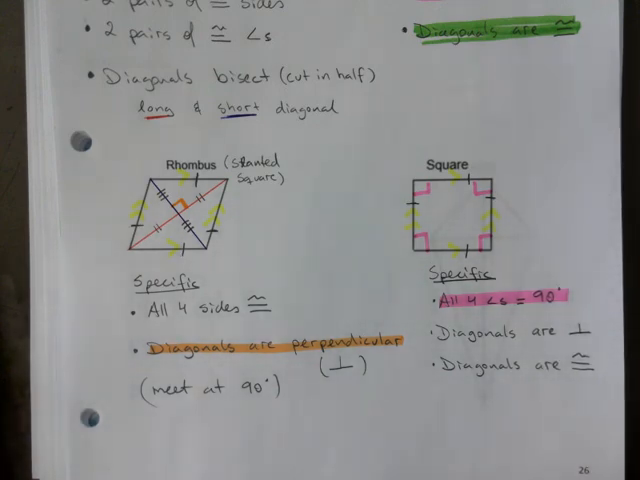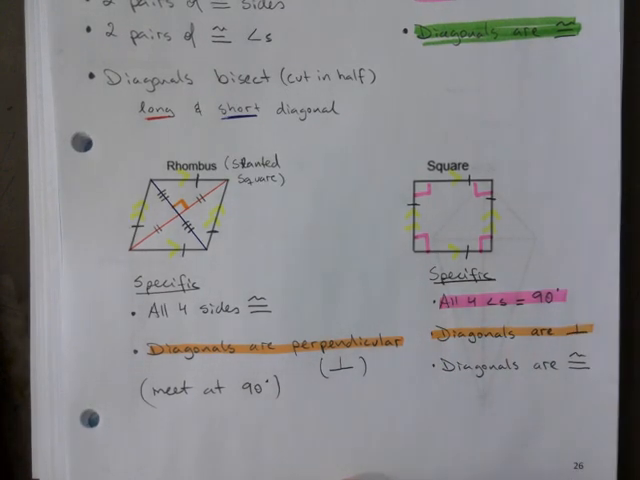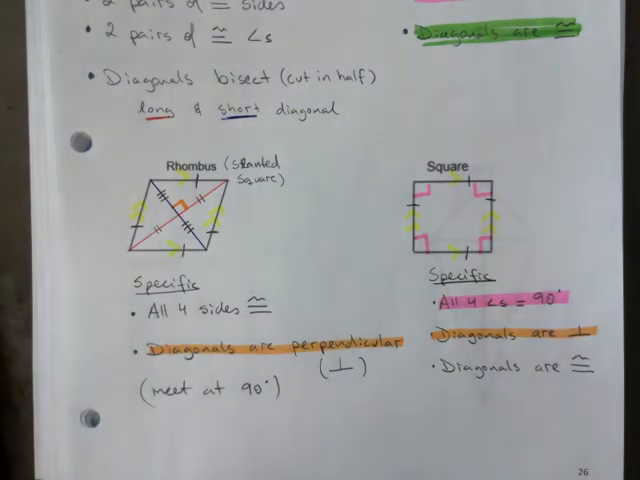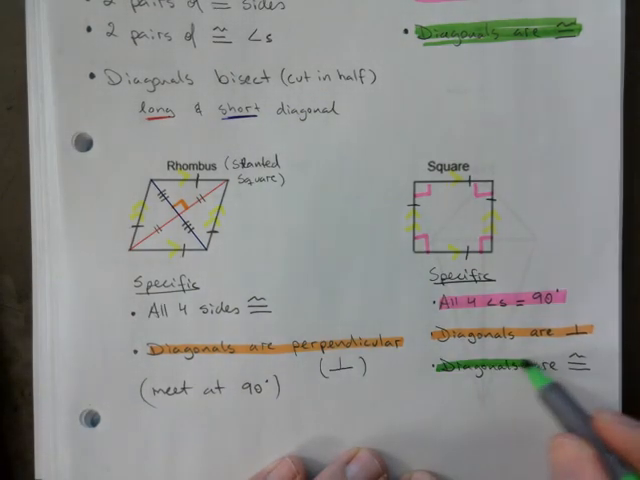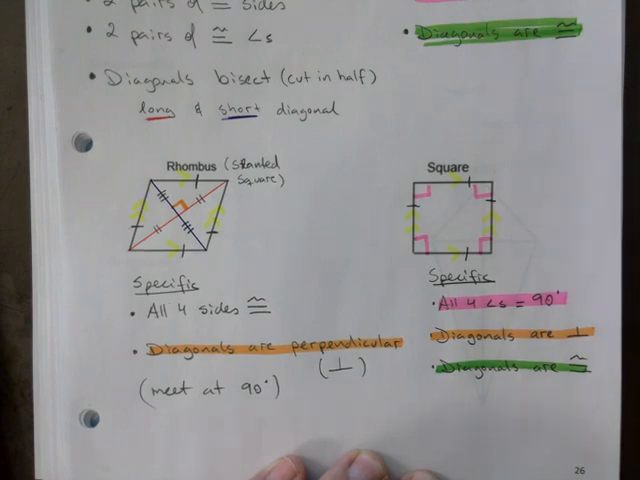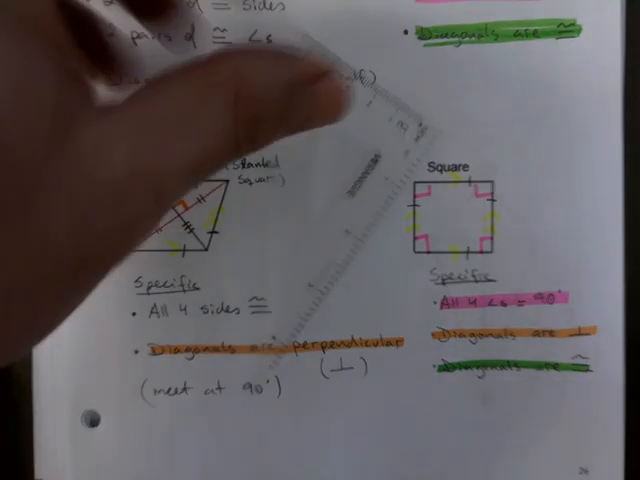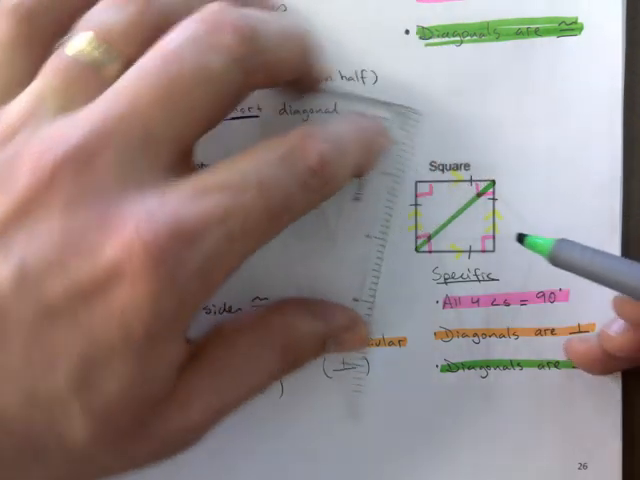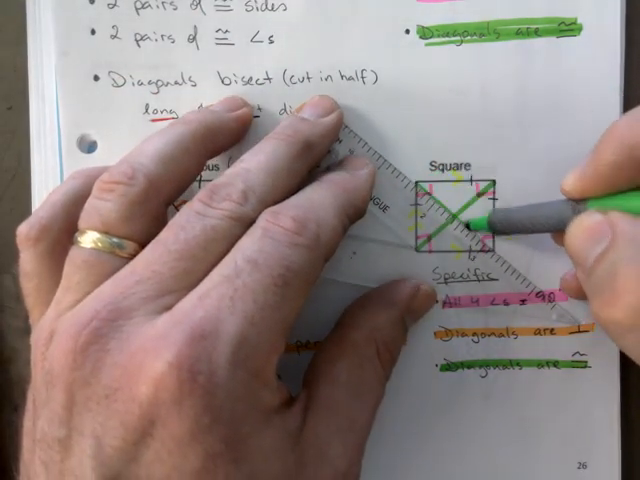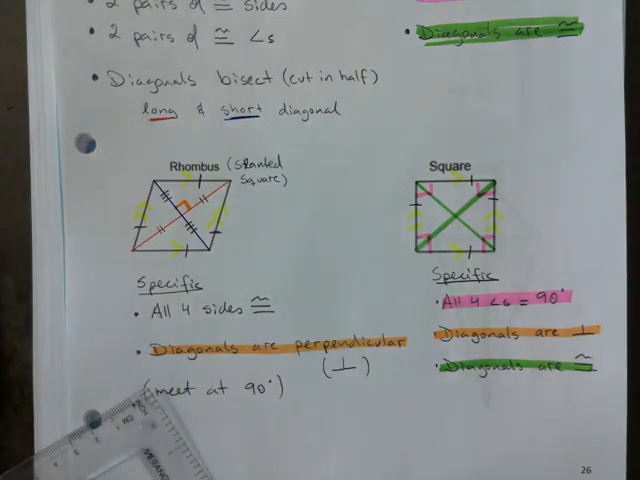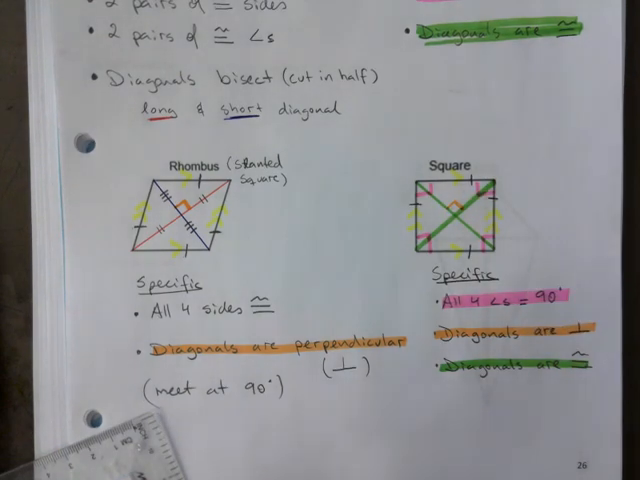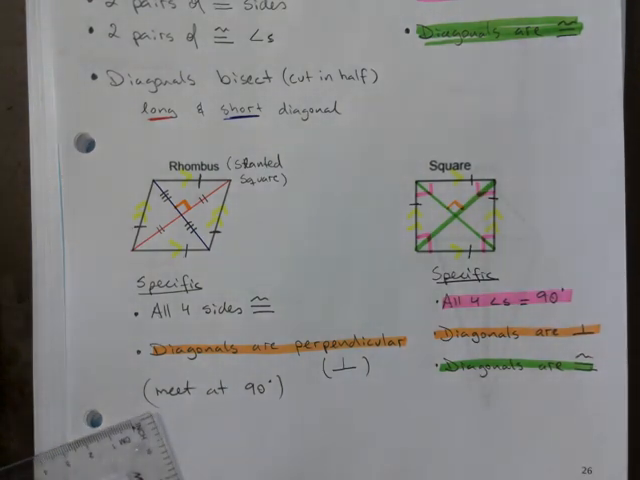Diagonals are perpendicular. That's orange. So this is going to be very busy. And that all diagonals are congruent is green. I used green earlier. It's going to hurt your eyes. Okay. So there and there, as well as that. Look at all that mess there.